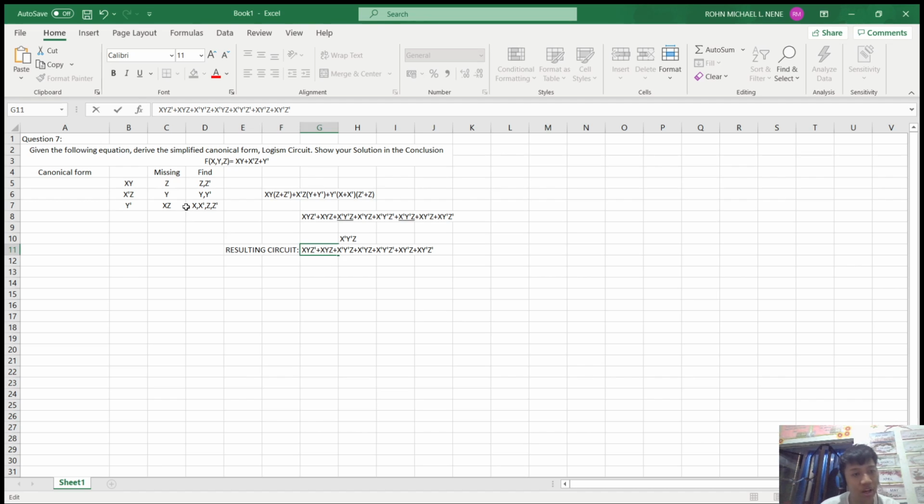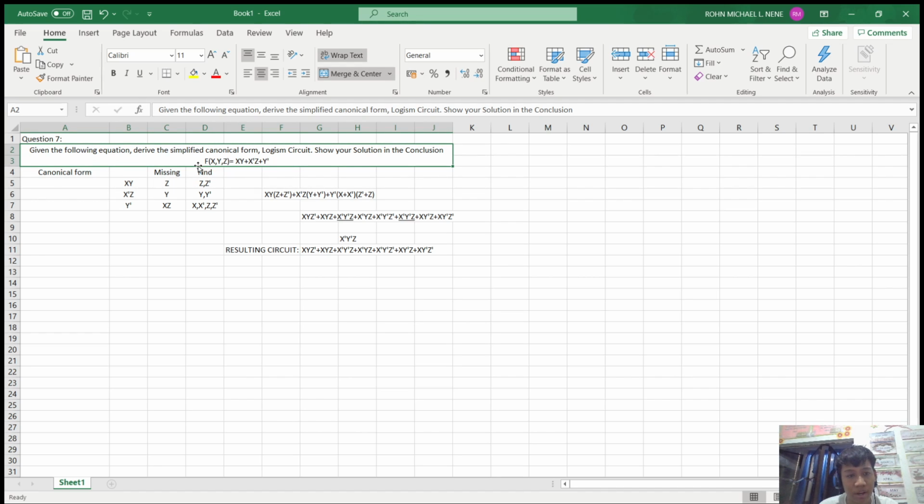This is question number 7. To answer question 7, we have the following: given the following equation, derive the simplified canonical form logic circuit. Show your solution in the conclusion. And we have been given this formula, I mean, equation.